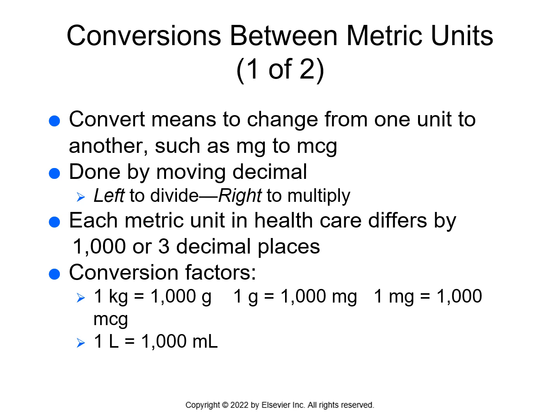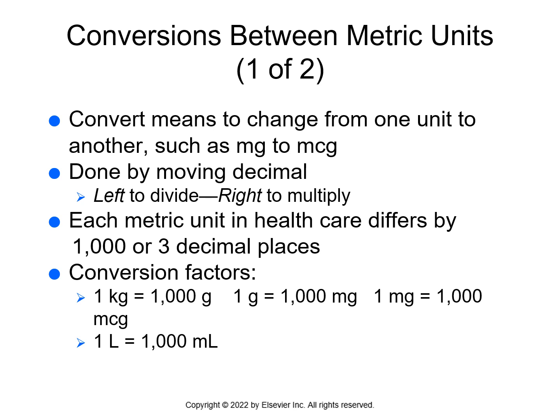So converting means changing from one unit of measure to another. Okay. This chapter we're going to talk about converting within the same base unit, so milligrams to micrograms. We do this by moving the decimal. Each metric unit differs by 1,000 or 3 decimal places, so 1 kilogram equals 1,000 grams, 1 gram equals 1,000 milligrams, 1 milligram equals 1,000 micrograms, 1 liter equals 1,000 milliliters.